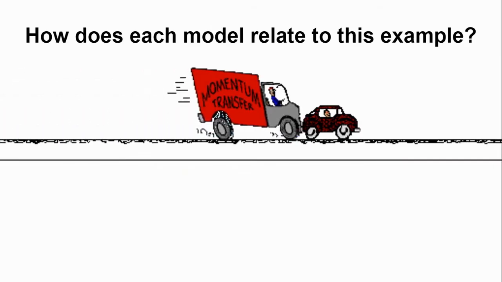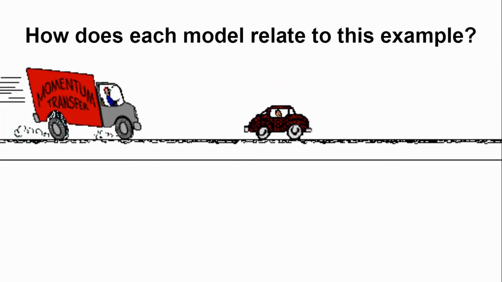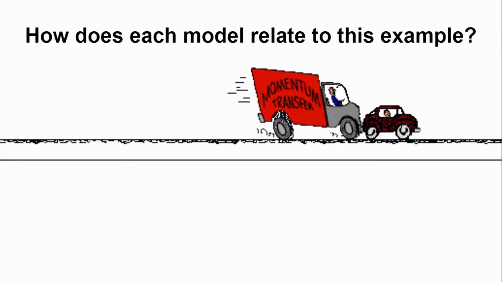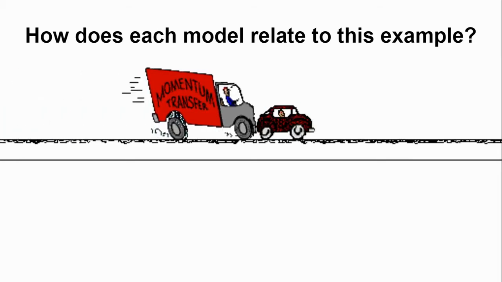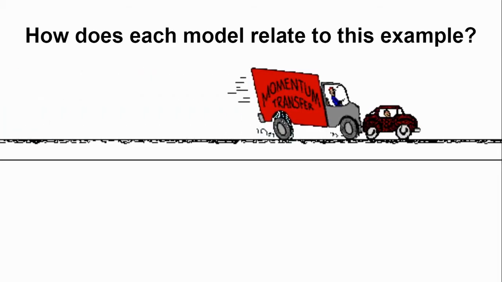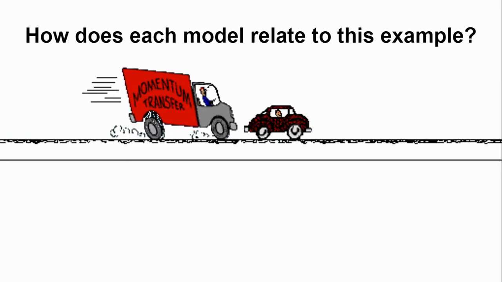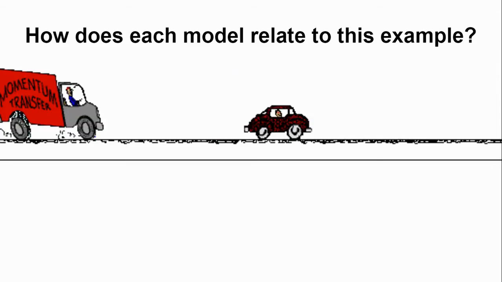Let's look at this example. Here we have a truck smashing into a car and moving off at a constant velocity after the collision. How would each of the models we have discussed relate to this example? Take a moment, pause the video, and sketch as many graphs and diagrams as you can that could model this situation, either in parts or in whole.